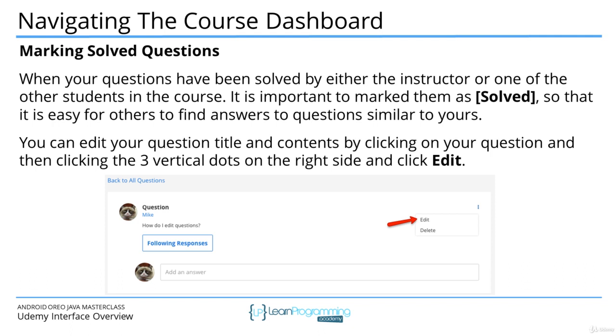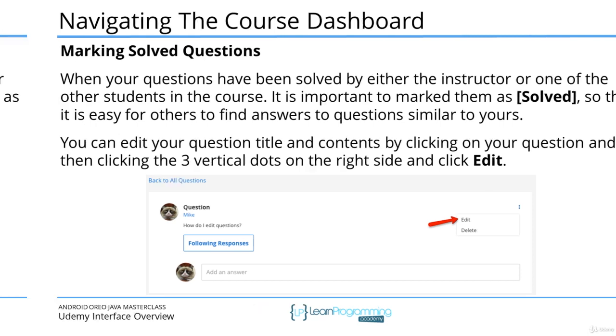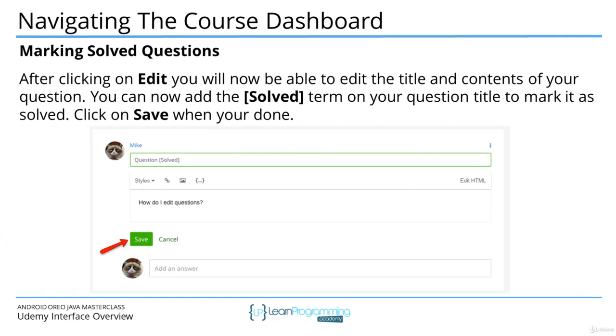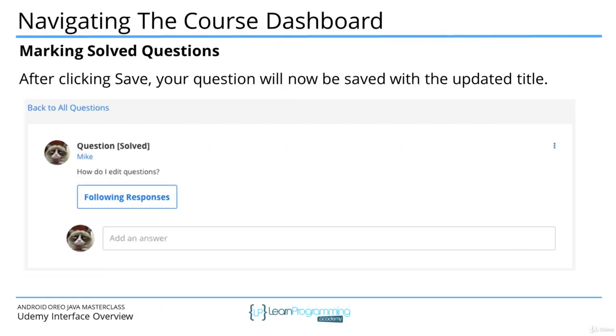In terms of editing your question title and contents, you can do that by clicking on your question and then clicking the three vertical dots in the top right hand side and clicking on the edit button. After clicking on edit, you'll be able to edit the title and contents of your question. Then you can add the solved term, as I mentioned, to the question title to mark it as solved. After clicking save, your question will be saved with the updated title.